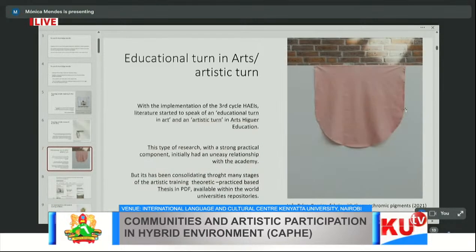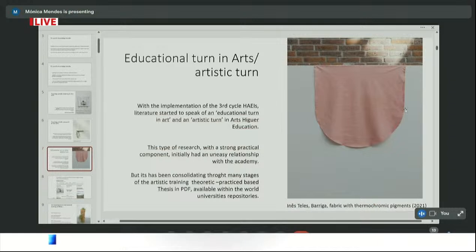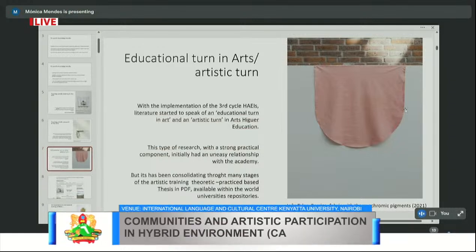And we also highlight, with these case studies, this kind of shift, the educational turn in arts, and also the artistic turn, with the implementations as a brief, with the third cycle in higher education, and concerning art practice. Literature started to speak about the educational turn in art, and also the artistic turn.